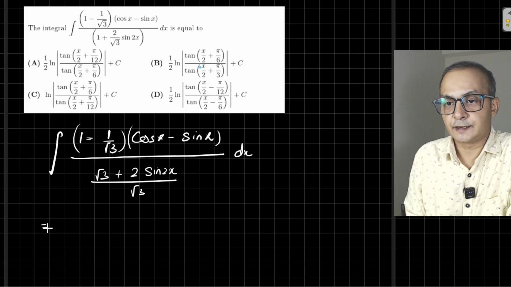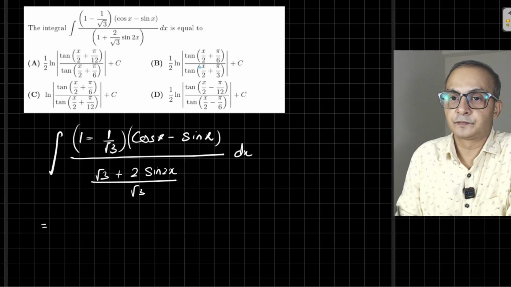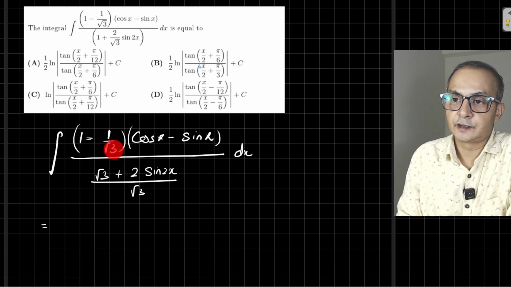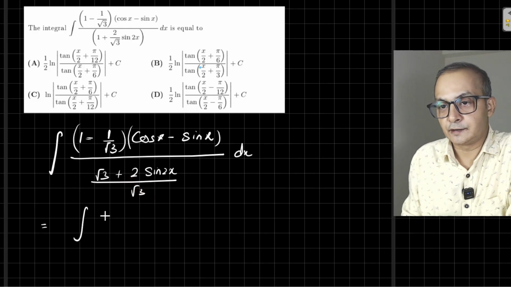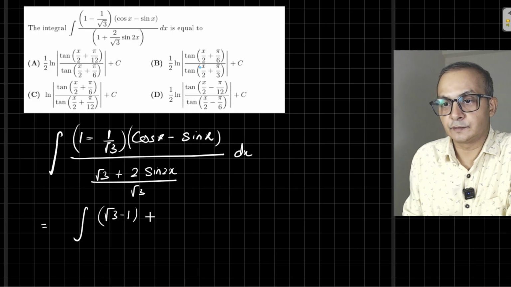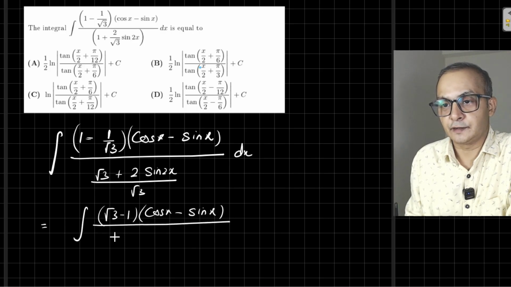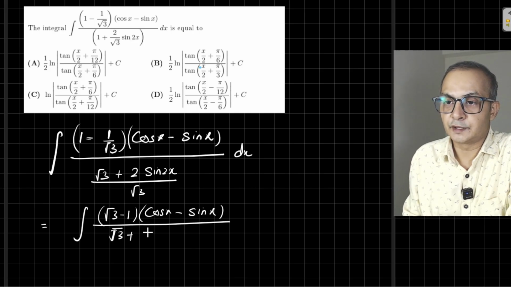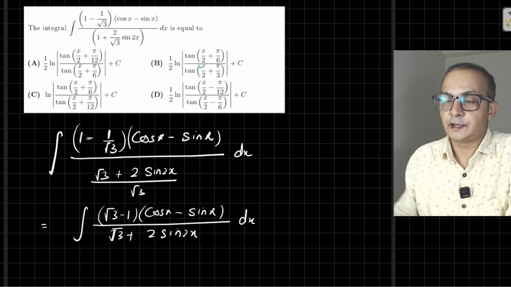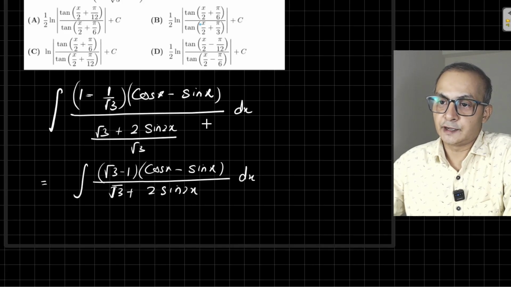You can notice that this root 3 I can cancel with this one. What I mean to say is this root 3 I can cancel with this root 3. So what I'm getting in the numerator is root 3 minus 1 times cos x minus sin x, and in the denominator I have root 3 plus 2 sin 2x.